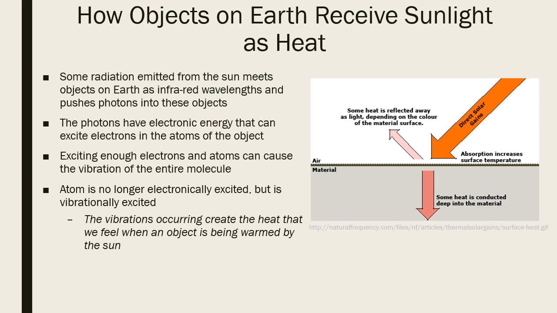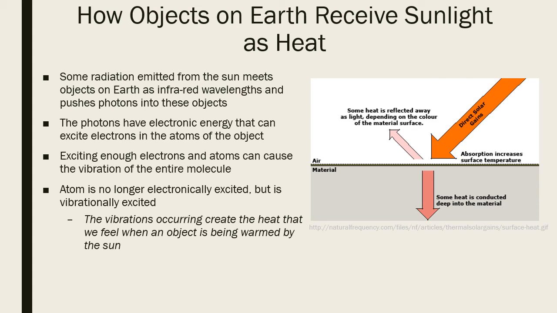How objects on Earth receive sunlight as heat. Some radiation emitted from the sun meets objects on Earth as infrared wavelengths and pushes photons into these objects. The photons have electronic energy that can excite the electrons in the atoms of the object. Exciting enough electrons in enough atoms can cause the vibration of the entire molecule. The atom and molecule will no longer be electronically excited, but vibrationally excited. The vibrations occurring create the heat that we feel when an object is being warmed by the sun.